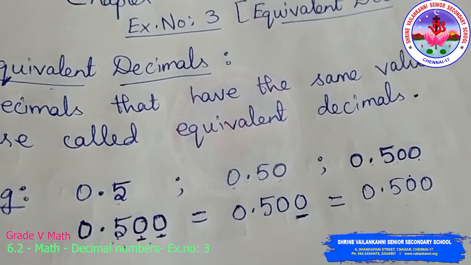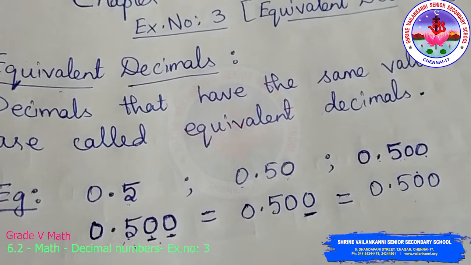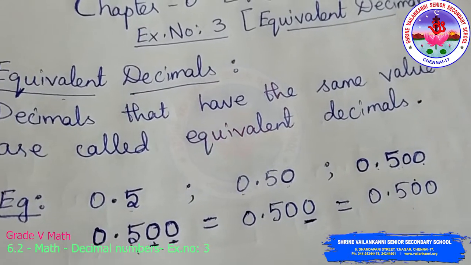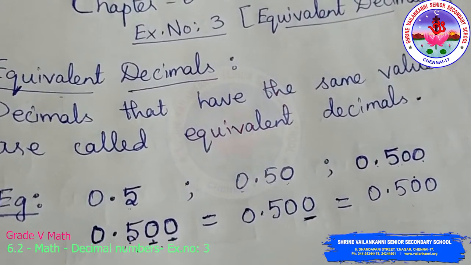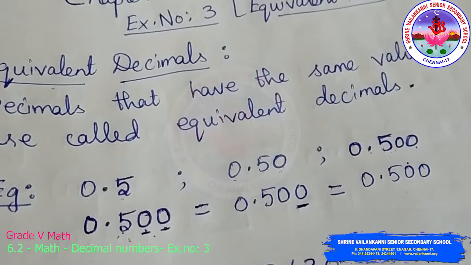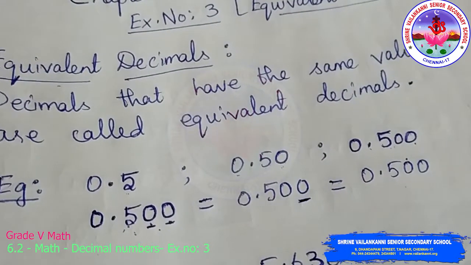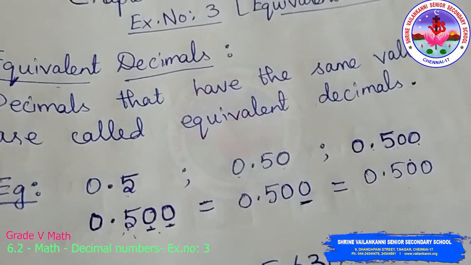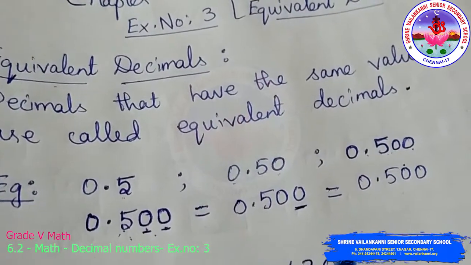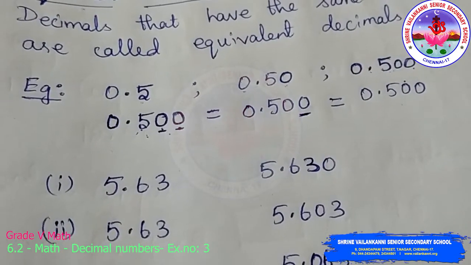So this is how you can make your given decimal numbers equivalent decimal numbers. By adding zeros at the end of the decimal numbers, after the decimal point, whatever number is given to you, the value of that given number will not change. For more clarification, I will show you some more examples related to equivalent decimal numbers.